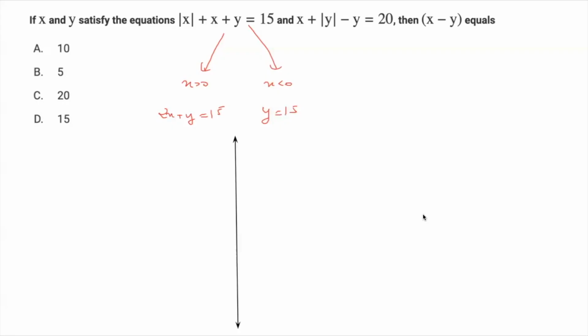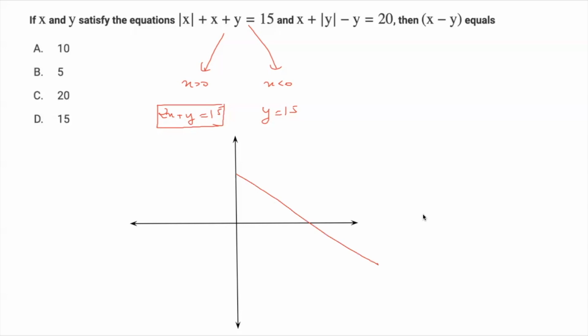Now we'll draw our Cartesian coordinate axis and we'll plot the two equations. In the first part, wherever x is greater than 0, meaning the first and the fourth quadrant, we will plot the equation 2x plus y equals 15. And it will be something like this, right?